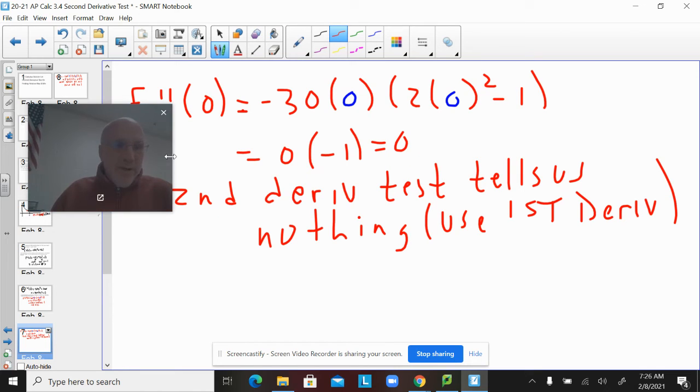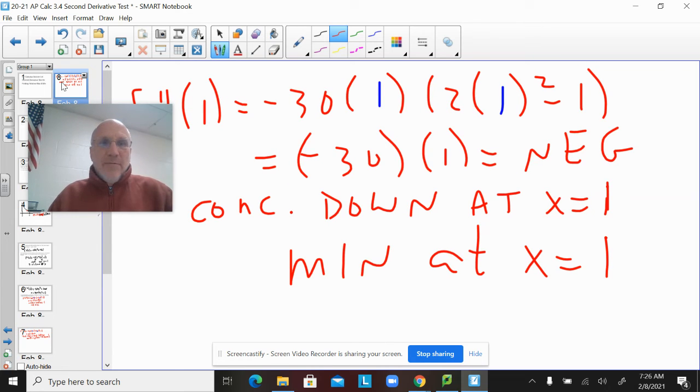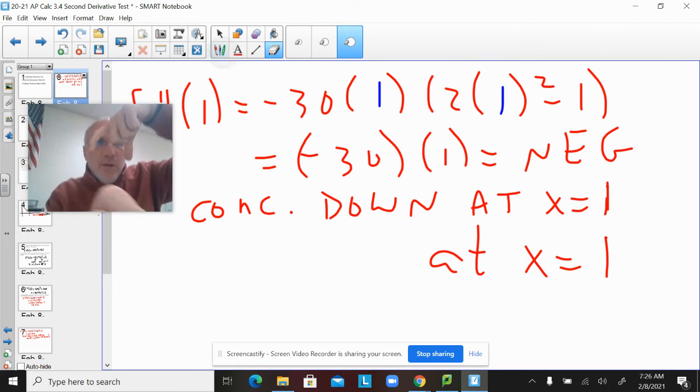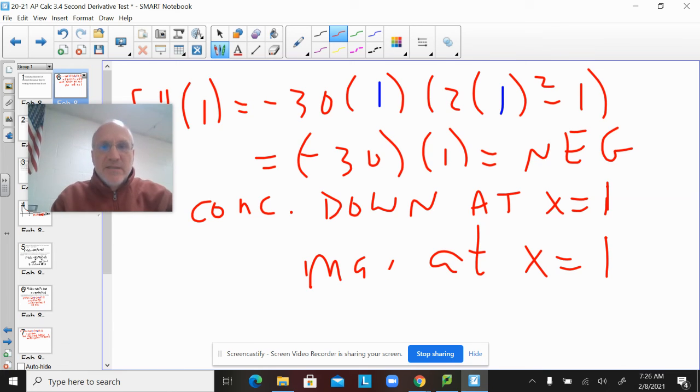And then the third one is f double prime of 1. And again, I evaluate that. The second derivative turns out to be negative. That means at x equals 1, the first derivative is 0, horizontal tangent, and the second derivative is negative. Again, same mistake here, sorry. Second derivative is negative, which means it's concave down, which means there's a max at x equals 1.